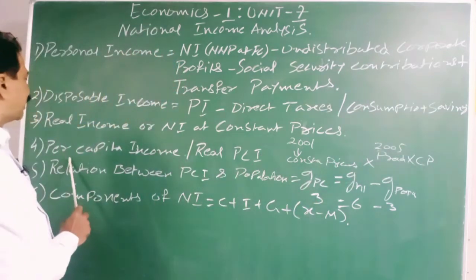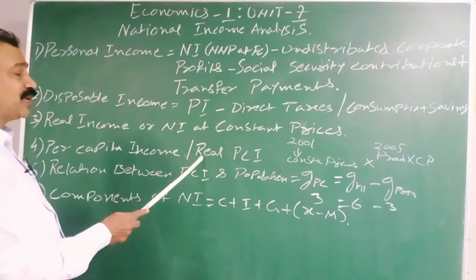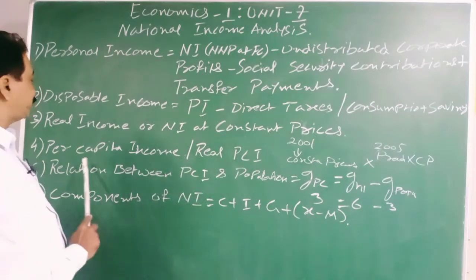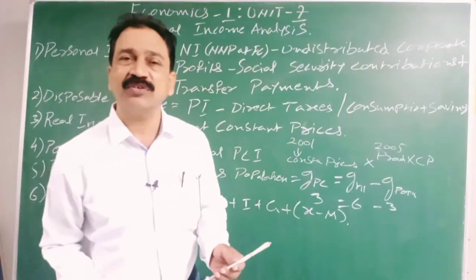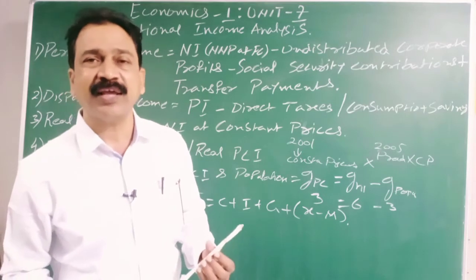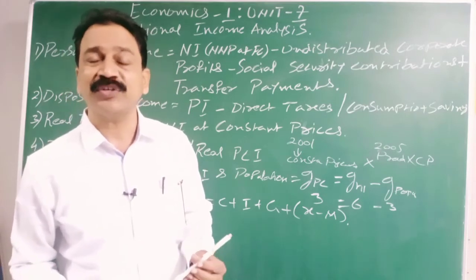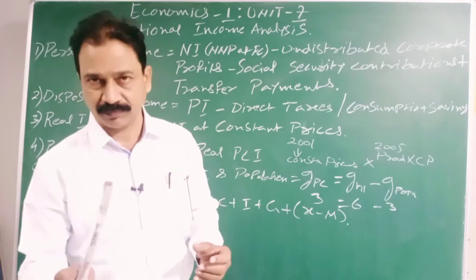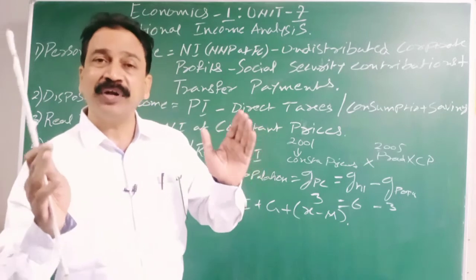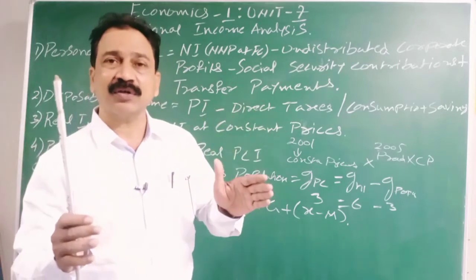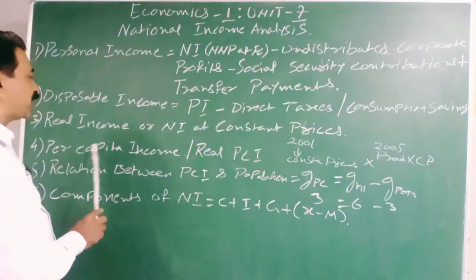Now we will go to the next part, per capita income. For this also we have to see real per capita income. Per capita income, real per capita income. This you have already seen in the 10th class. Per capita income is total national income divided by total population of that year. A year's total national income should be divided by that year's total population. Then you will get per capita income.